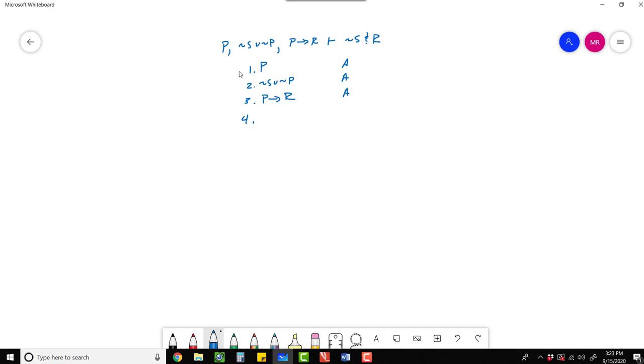Okay, so you might feel like you're getting in a little bit of a groove now. I hope so, but this problem might throw you out of it just a tiny bit. So P, not S, or not P, if P then R, and we're supposed to show not S and R, okay? So again, keep your negation introduction in your holster and remember the other things that we often have to do.